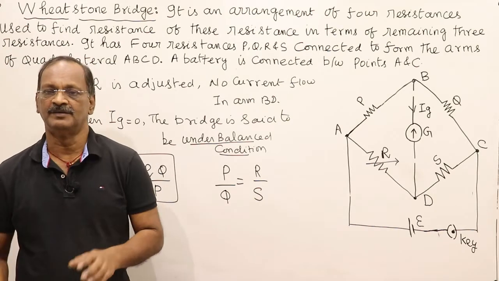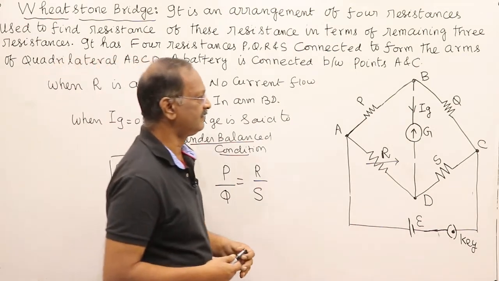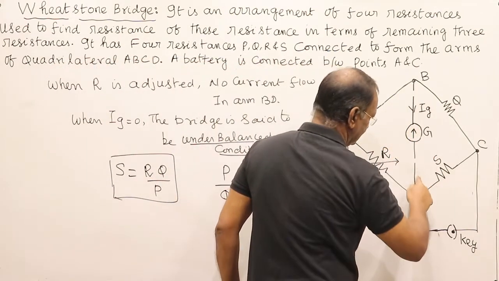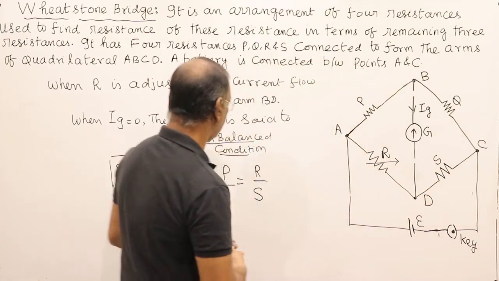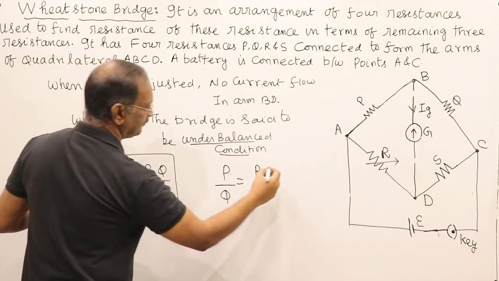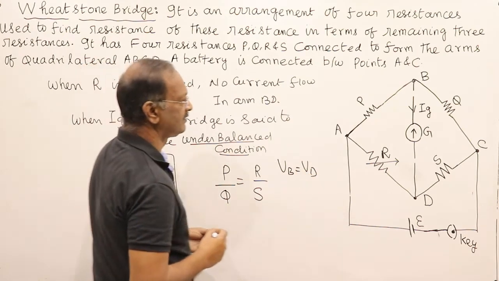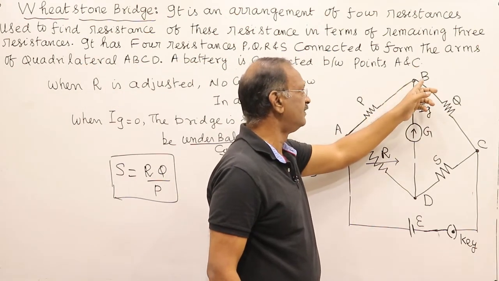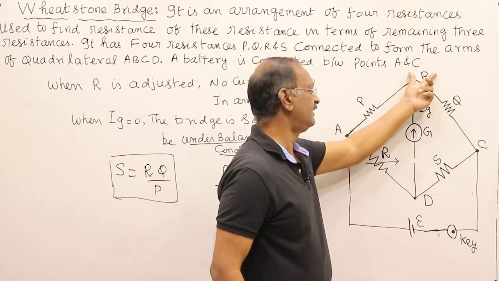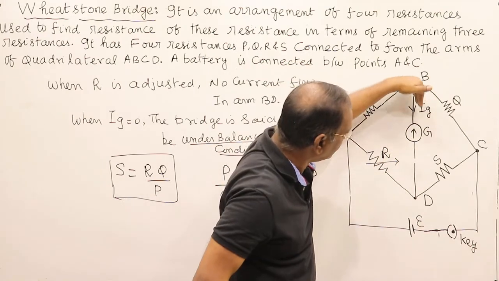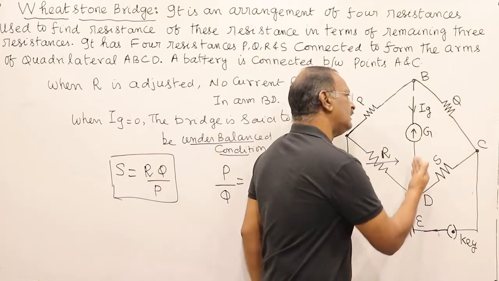Here we have to remember one thing: when the bridge is under balanced condition and there is no current flowing in this branch, it means the potential at B is equal to the potential at D. Why? Because no current is flowing. Whenever there is a potential difference between B and D, only then will current flow. Suppose this is at higher potential and this is at lower potential, current will flow like this. If this is at higher potential and this is at lower potential, current will go like this.